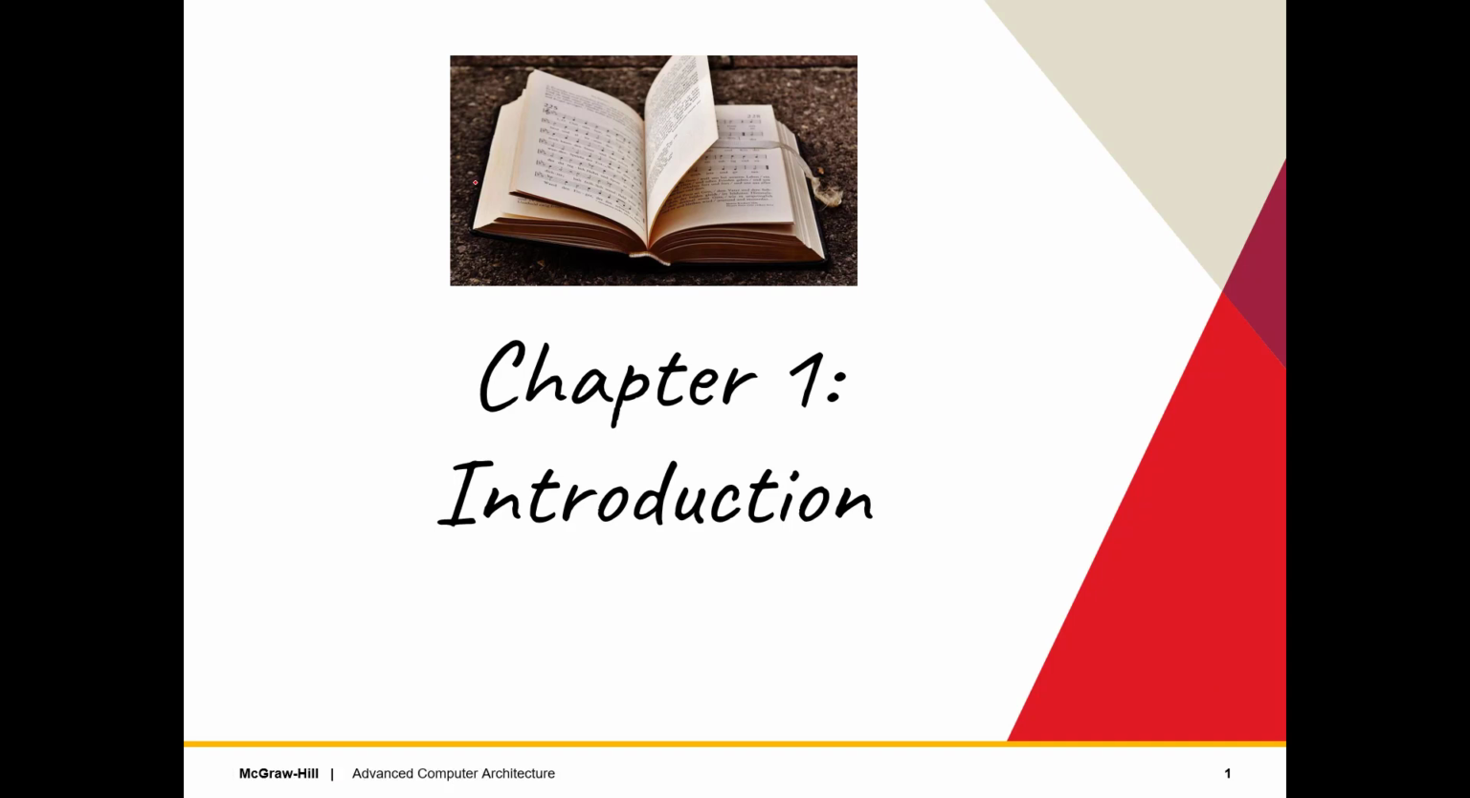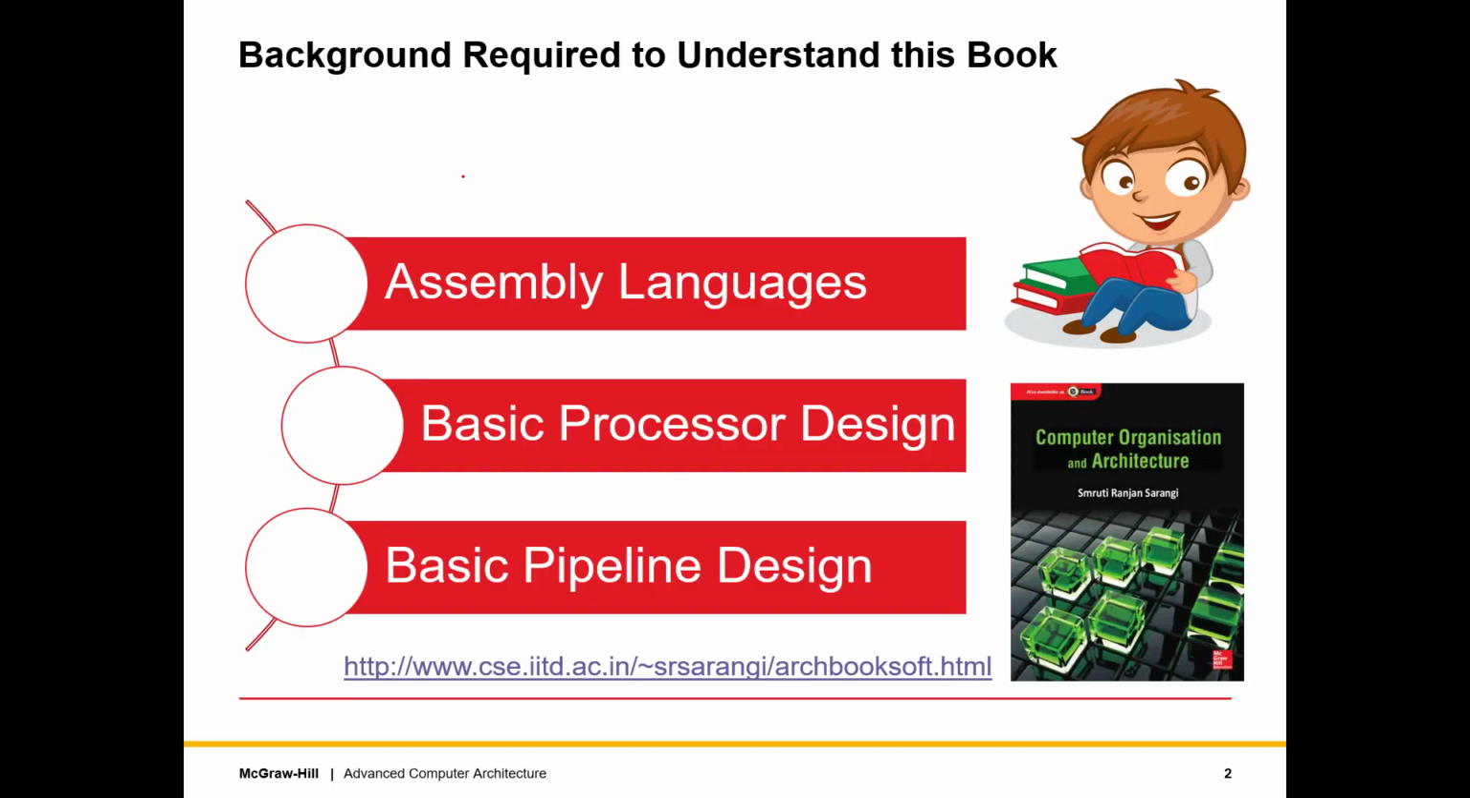So, this chapter is primarily introductory, but to understand this entire book, it is necessary to have an idea of some of the basic concepts of computer architecture. These include assembly languages. It can be any assembly language, ARM, x86, anything, but at least the basic idea of assembly languages should be there. Basic processor design. This is also something that should be known. Not a lot, but at least the basics. And basic pipeline design. All right, so this is what is required.